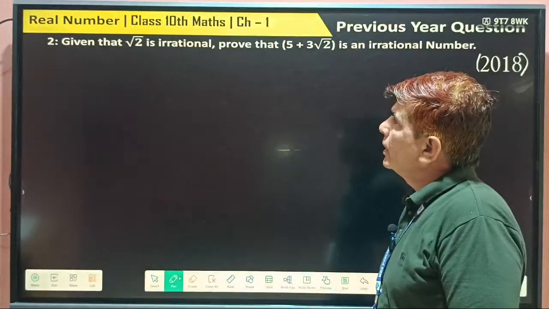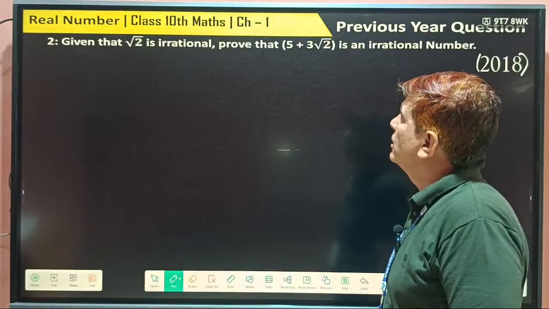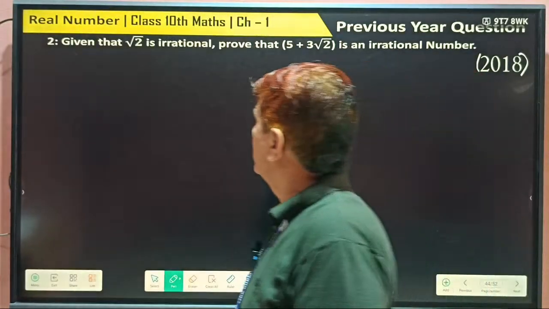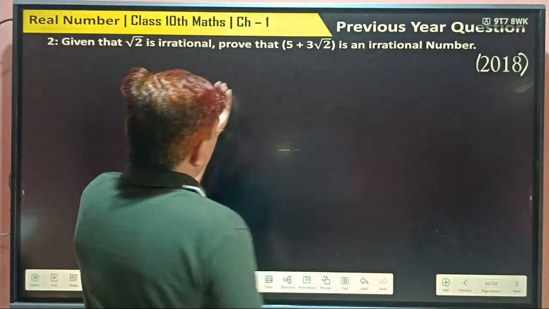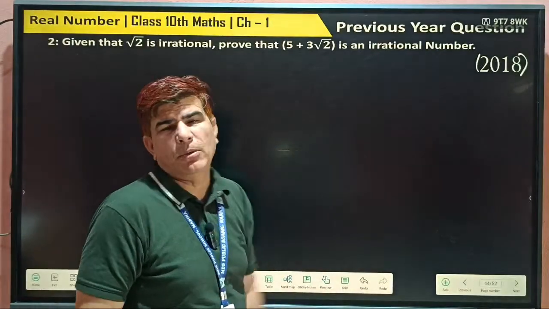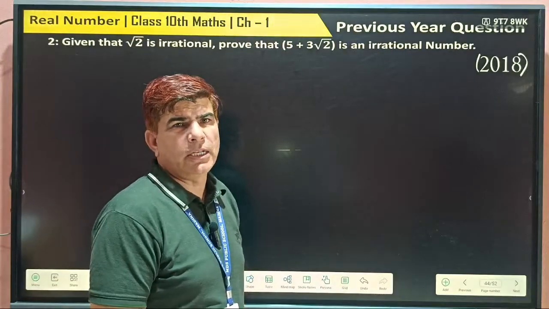Next: given that root 2 is irrational, prove that 5 plus 3 root 2 is an irrational number. You have to prove this is an irrational number.